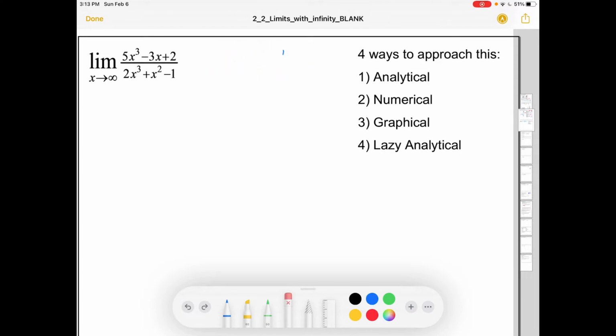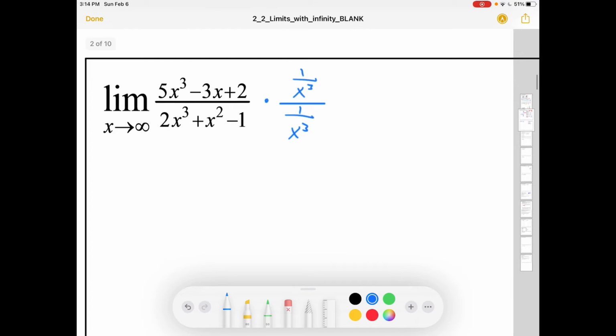What I'm going to do in this fraction is look at the highest power on the bottom, which is an x cubed, and multiply both the top and bottom of this big old fraction by 1 over x cubed. Now let's see what that gives me. Well, 5x cubed times 1 over x cubed will just give me 5, which is pretty straightforward. The next one is going to be 3x over x cubed, so that's minus 3 over x squared. And the last one would be 2 over x cubed.